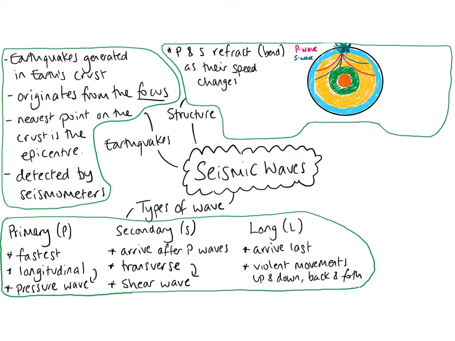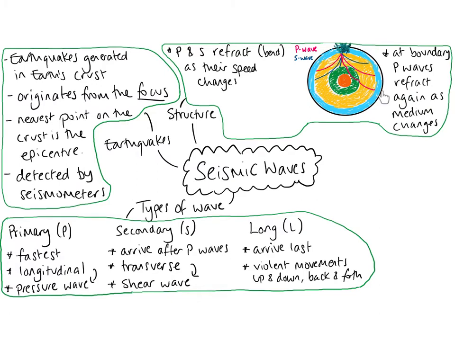By looking at where the waves come from and where they go to, that can tell us lots about the structure. So what we know from this is around the edge we have the crust, in the yellowy orange we have the mantle, and then we have the inner and the outer core, and we can use P and S waves to tell us what they're made of.